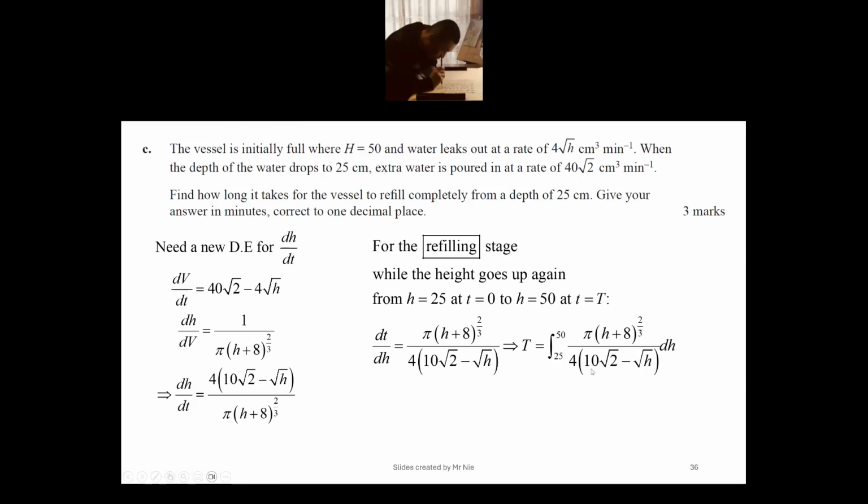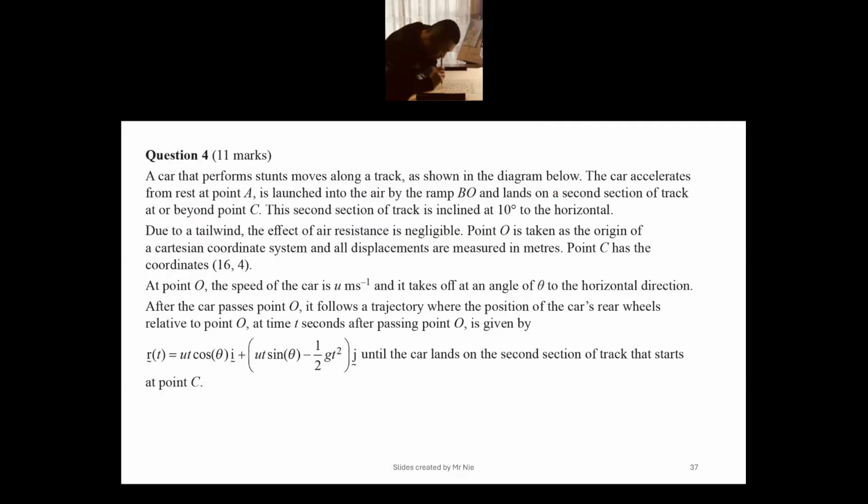And this can be done by CAS calculator once you set out this definite integral. The answer is 31.4 minutes. So that's the first three questions. Then I'm going to quickly talk through question 4. Question 4 had a large block of 3 paragraphs.